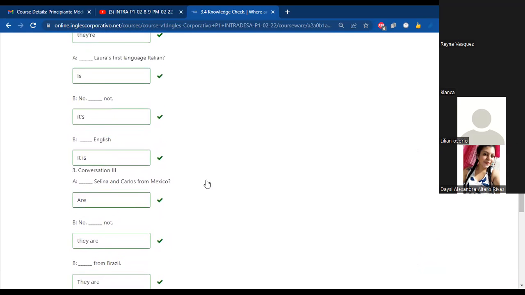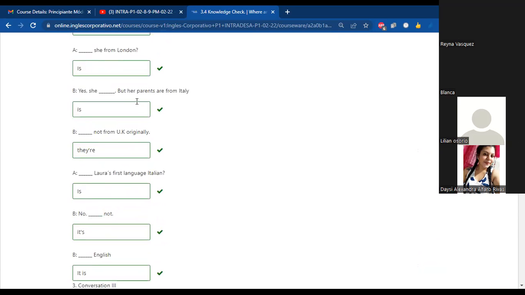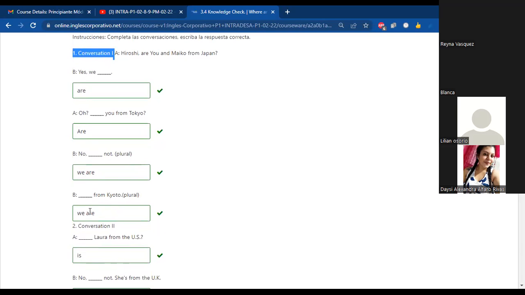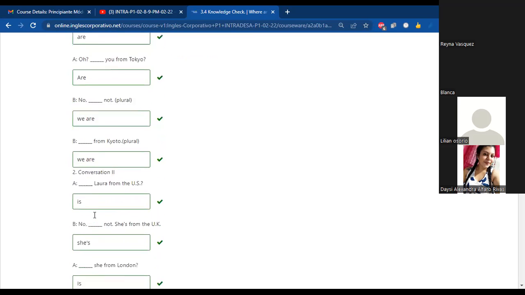Remember that there are three conversations, okay? And then you have to follow the sequence. This is conversation one. Okay, then you have Hiroshi, are you and Michael from Japan? Yes, we are. Oh, are you from Tokyo? No, we are not. We are from Kyoto, right? From Kyoto, you can use that one.